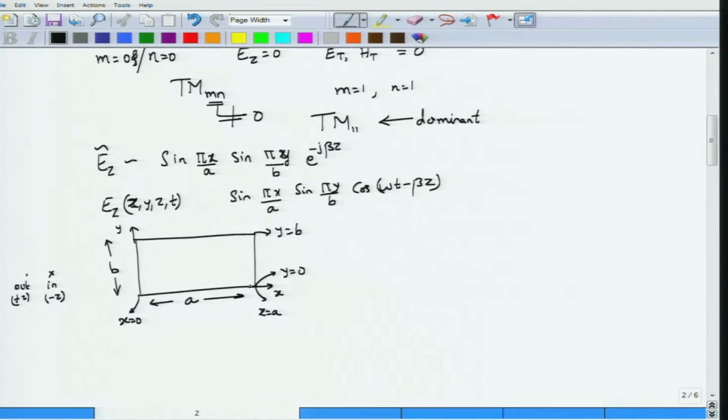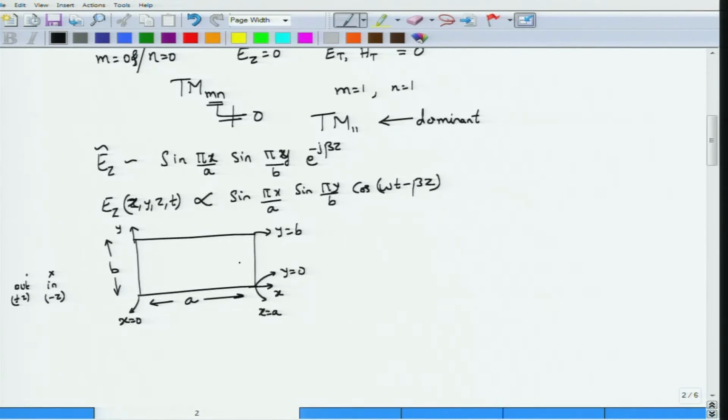So, in this particular case, what would be the electric field at x equal to 0? It has to be 0 because this is Ez, and Ez would be tangential to the wall, and that is also given out by this expression, right. So, substitute x equal to 0 or x equal to a, the electric field component will be 0 here. Similarly, at y equal to 0 and y equal to b, the electric field will also be equal to 0, right. So, you will not have any components here.